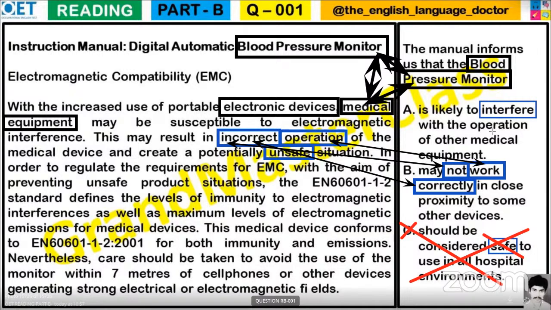A is medical with medical. B is medical with everything. C is medical with everything. But here he is telling safe. No, it is not safe. But here, not work properly, incorrect operation. This is the clue. Incorrect operation. Correct means correctly. Work means operation. Incorrect, not correct means not. In means not. The opposite. It's a prefix.